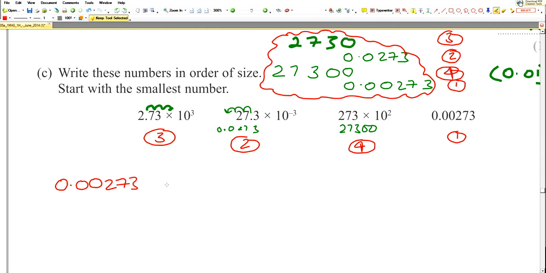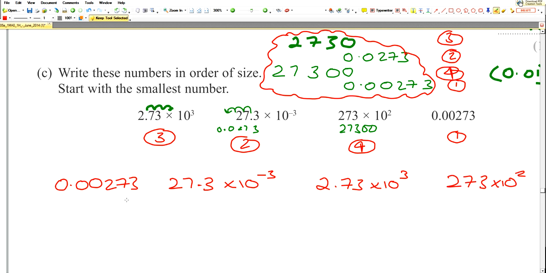273. And what's the next one? Then it's 27.3 times 10 to the power of minus 3. And then it's 2.73 times 10 to the power 3. And last but not least, 273 times 10 to the power 3.